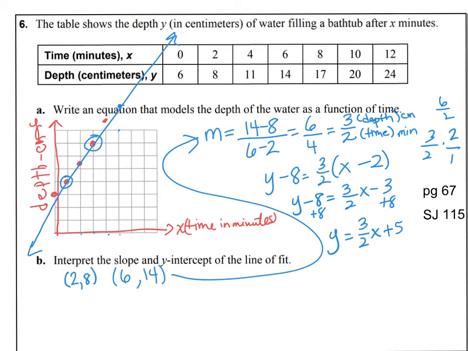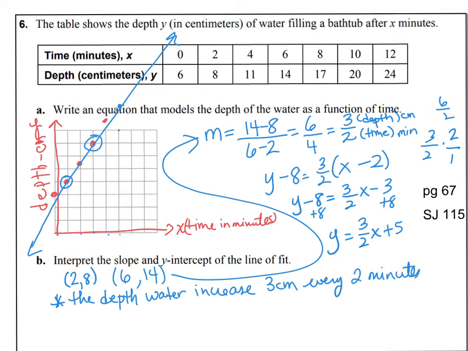Okay, it says the table shows the depth of water filling a bathtub after x minutes. Okay, the slope. What does that slope stand for? This is what I interpret that slope as. The depth of the water, because that's my y value, that's what it's measured in. The depth of the water increases 3 centimeters every 2 minutes. That's my interpretation of the slope.